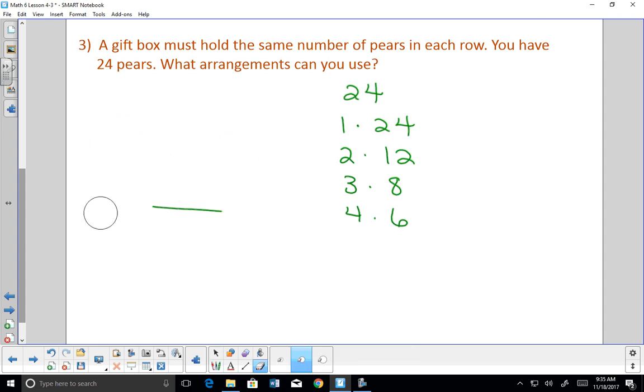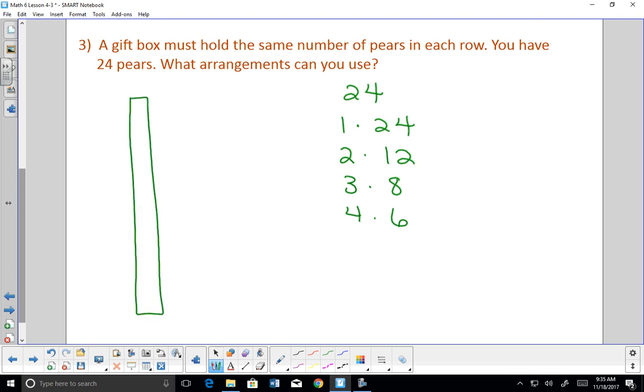For example, do I have 1 row with 24 pairs this way? This would be 1 by 24. Or do I have 1 by 24 this way? It's still the same thing. If you rotated the box, it would still be the same number of pairs in the box with the same arrangements. So our arrangements could be 1 row of 24, 2 rows of 12, 3 rows of 8, or 4 rows of 6. Okay? So we should write that.